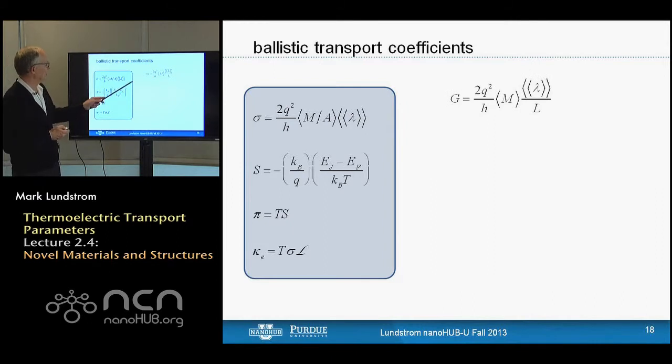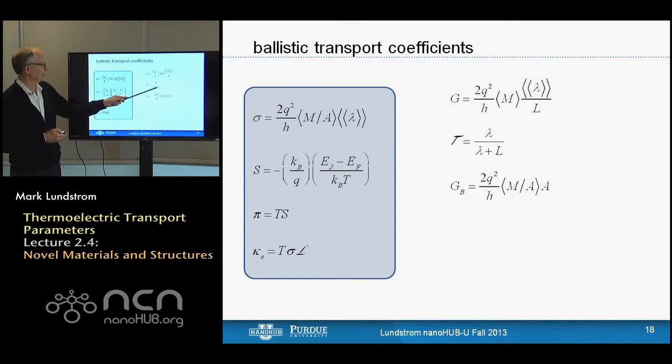So the easiest way to look at this is not the conductivity, but the conductance itself. So if I look at the conductance, it's 2q squared over h times the number of channels in the Fermi window, and the transmission in the diffusive case is average mean free path divided by L. Now, in general, the transmission is mean free path divided by mean free path plus L. If I go to the ballistic limit, the transmission goes to 1 because L is much less than the mean free path. So I simply replace this factor by 1.